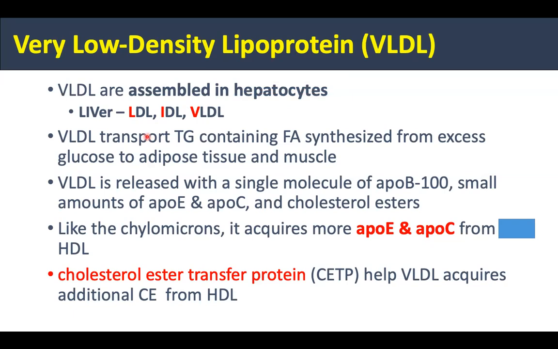And I told you there's a little mnemonic, if you want it, that there are 3 lipoproteins that come from hepatocytes: LDL, IDL, and VLDL. LIV, the first 3 letters of liver. They come from the liver, so you can just remember the first 3 letters.